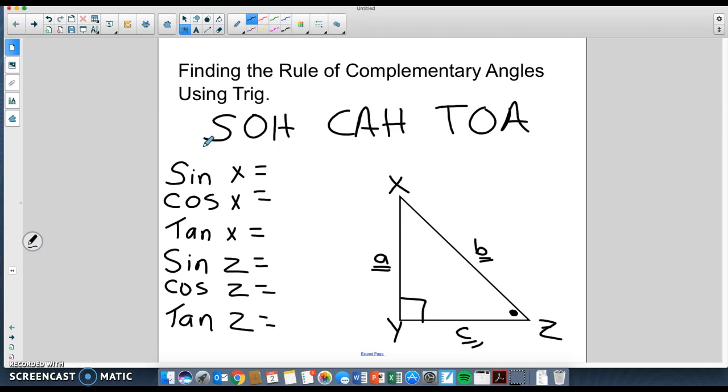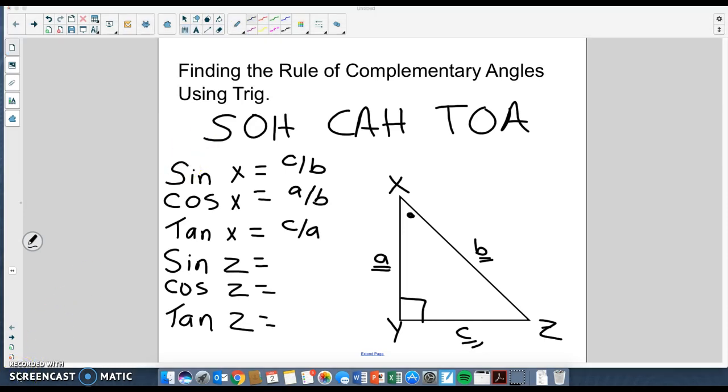And what we're going to have to do here is find the sine, cosine, and tangent of the angles x and z. So, using SOHCAHTOA, our sine of x, which our reference point is going to change to here, which is opposite over hypotenuse, would be c over b. Our cosine of x, which is adjacent over hypotenuse, is going to be a over b. And our tangent is going to be opposite over adjacent, which is going to be c over a.